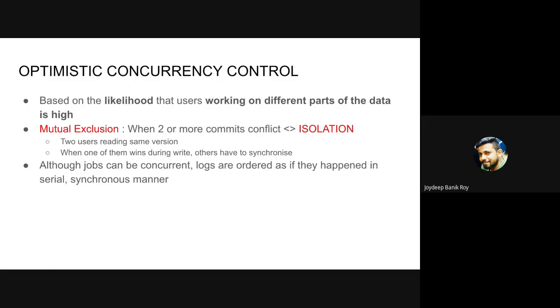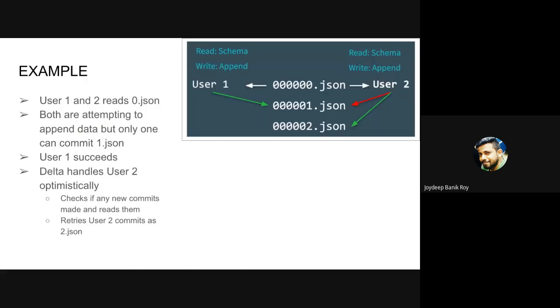If two jobs have read the same version and made changes, whoever wins to write the next version, the others will have to synchronize. We'll see an example here. In this example, user one and user two both read 0.json. This is the version corresponding to the 0th version, and that might have 1.parquet and 2.parquet. Both of them are attempting to append data, so when they write, they're both trying to write 1.json.